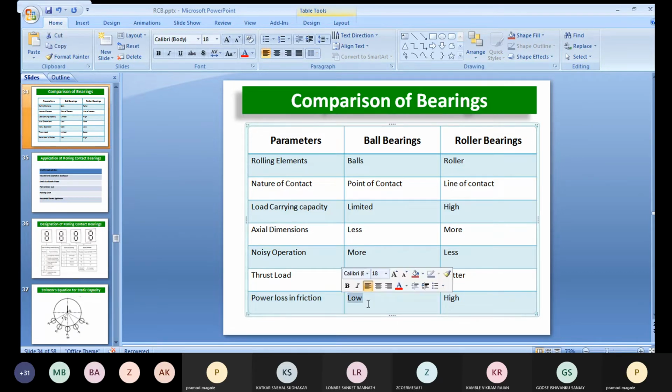का low असेल कोण सांगू शकेल का? Anyone who can explain me? Power loss in ball bearing is less. Why?